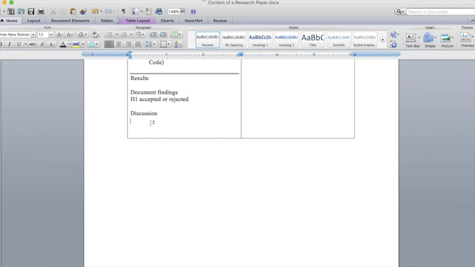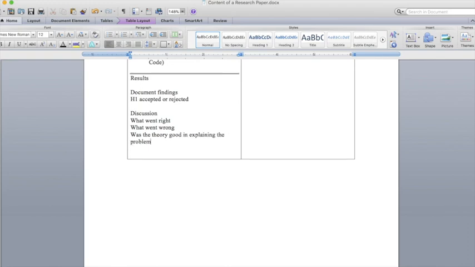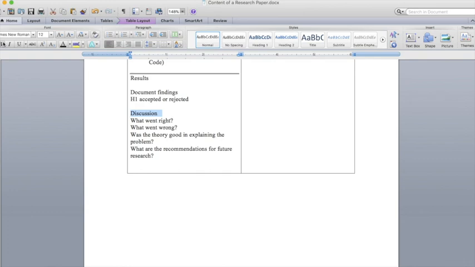And then in the discussion, here you have to mention what went right, what went wrong, was the theory good in explaining the problem, and what are the recommendations for future research. So those are some of the things that you have to do in your discussion. Discussion is a section in its own right, which I am planning on spending more time on in future to explain.